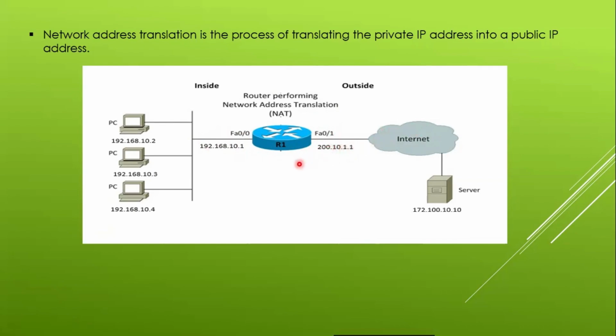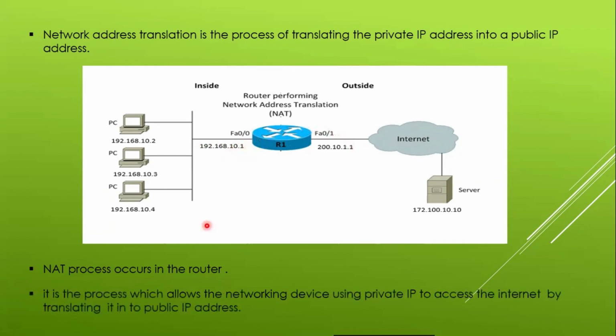So for that purpose, we need to configure the router. This NAT process actually occurs in the router. The router is responsible for converting this private IP into a public IP. It is the process which allows a networking device using a private IP to access the internet by translating it into a public IP address.